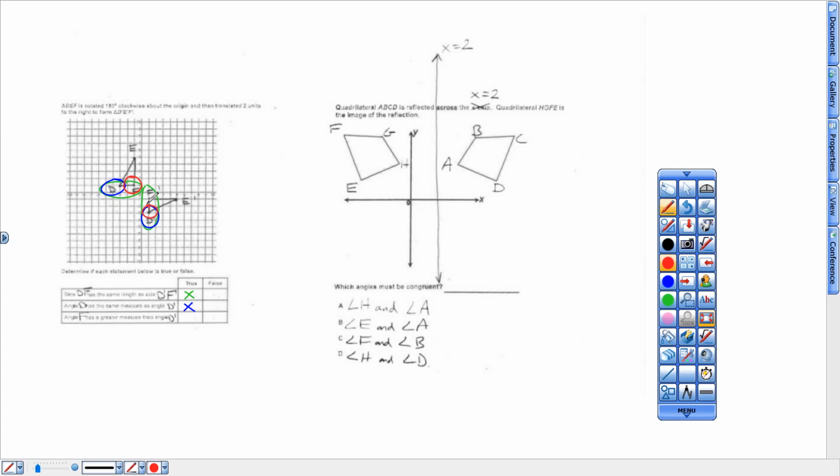That square angle F is bigger than that little slanted angle D. So that is true. All three of those are true.